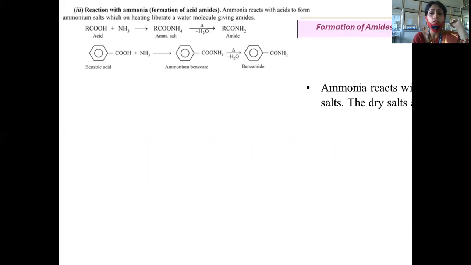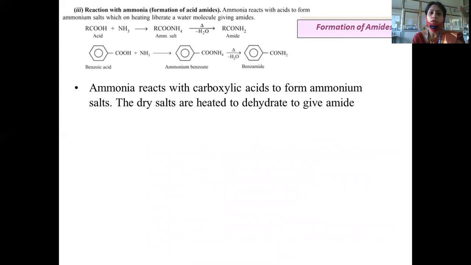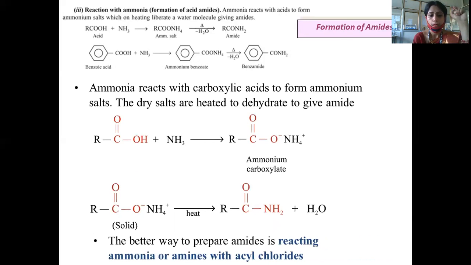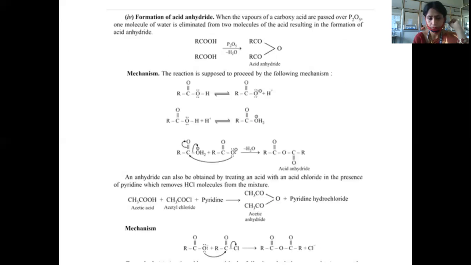Third, let's see formation of amides. So, this is the reaction with ammonia. So ammonia reacts with the carboxylic acid to form ammonium salt, which on heating liberates a water molecule and the product is an amide. Like benzoic acid, it reacts with ammonia to form ammonium benzoate, which on heating gives benzamide. So the dry salt, whichever the intermediate salt is obtained, is heated to dehydrate to give amide. The better way to prepare amide is reacting ammonia or amines with acyl chloride.